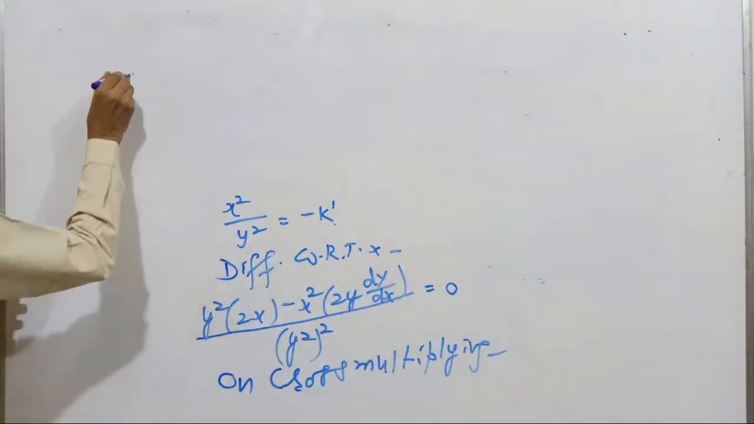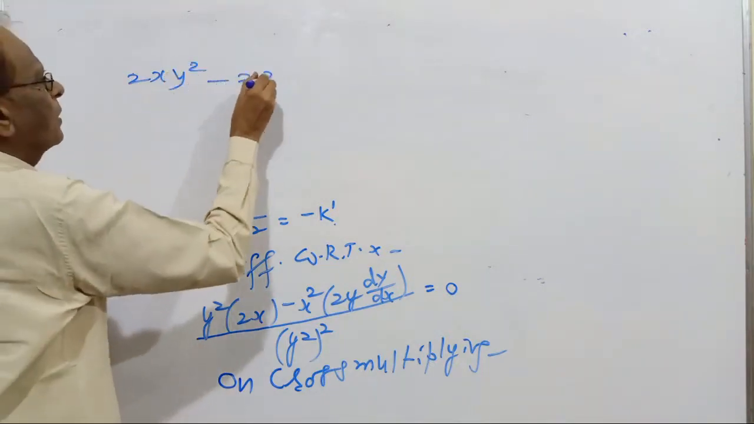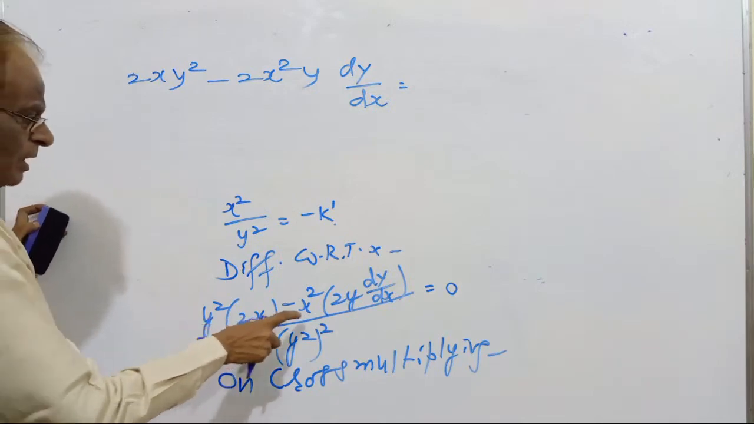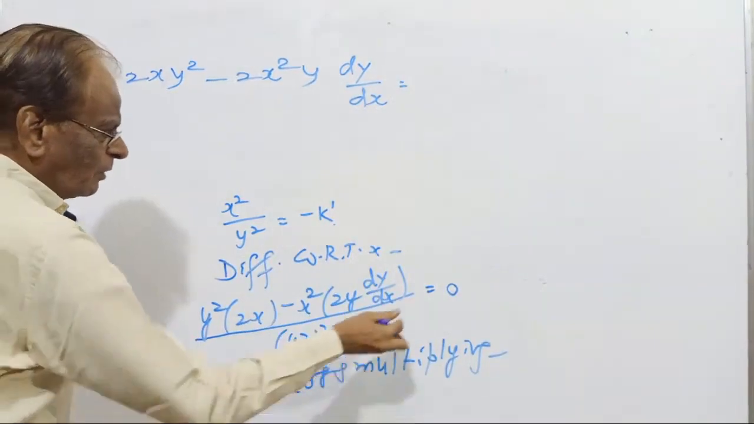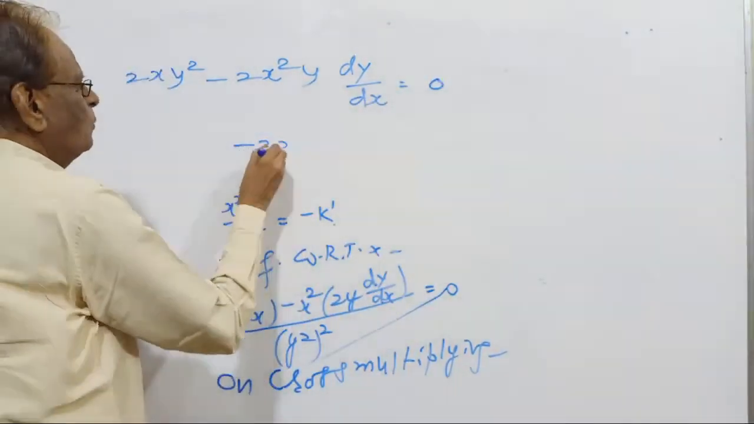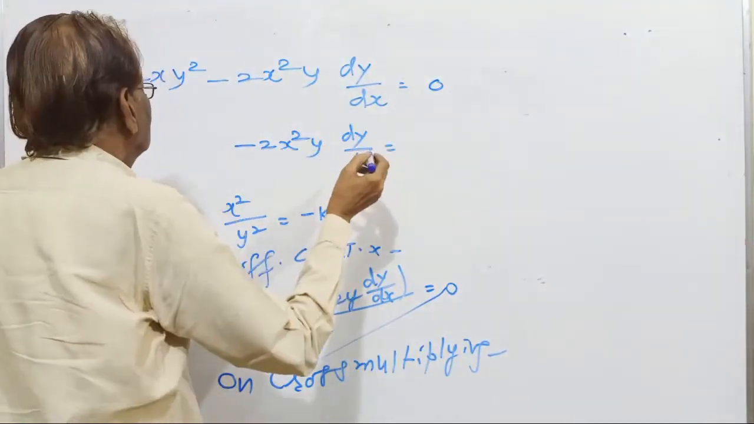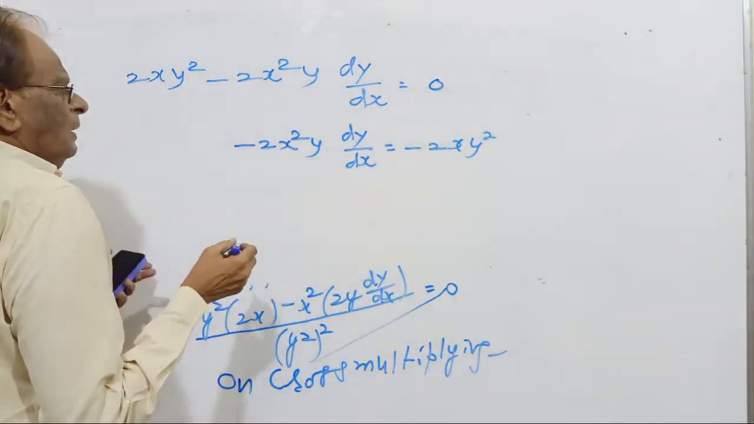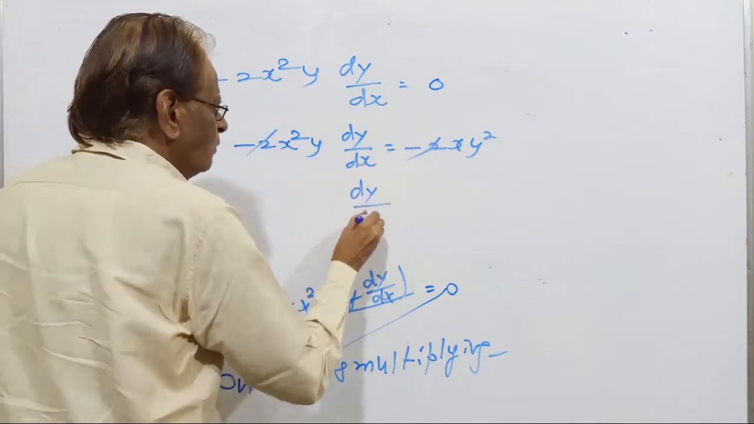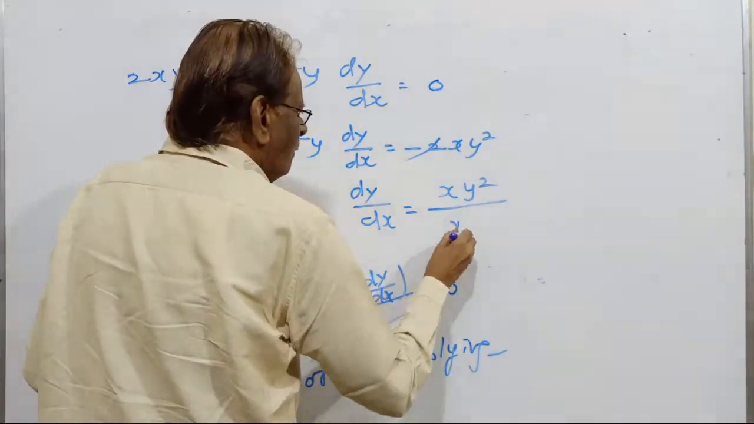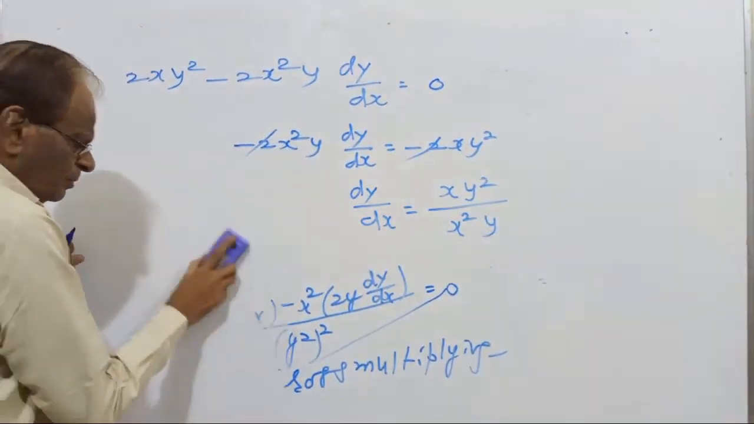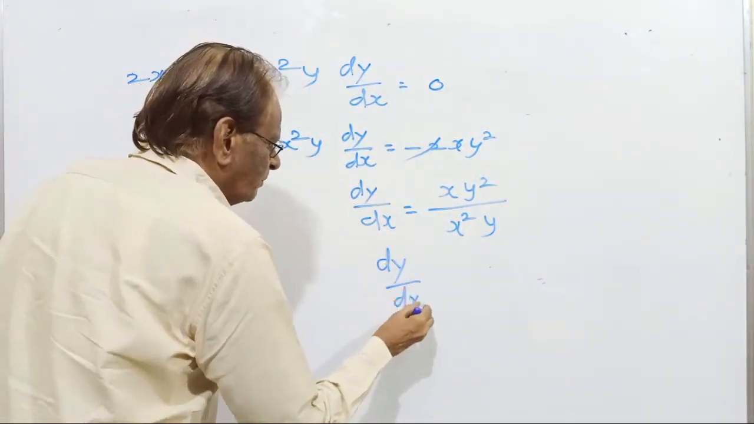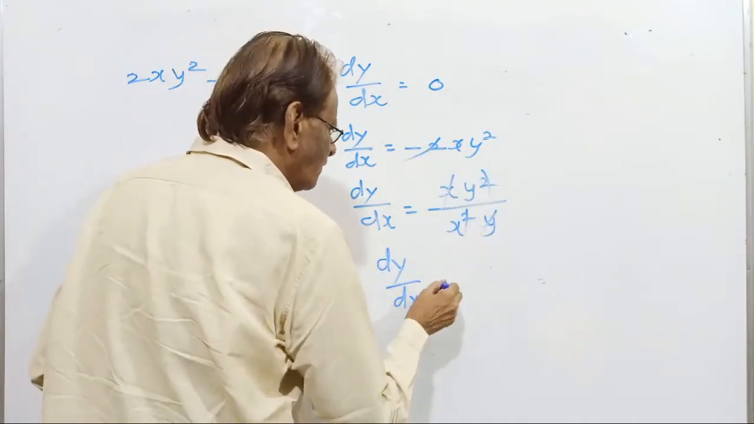This is 2xy squared minus 2x squared y dy by dx. If you cross multiply, it is here. Minus 2x squared y dy by dx equals minus 2xy squared. Minus 2 cancels. Divide by dx, equals xy squared by x squared y. Minus 2 cancels. dy by dx equals, x cancels, y cancels, it is y by x.